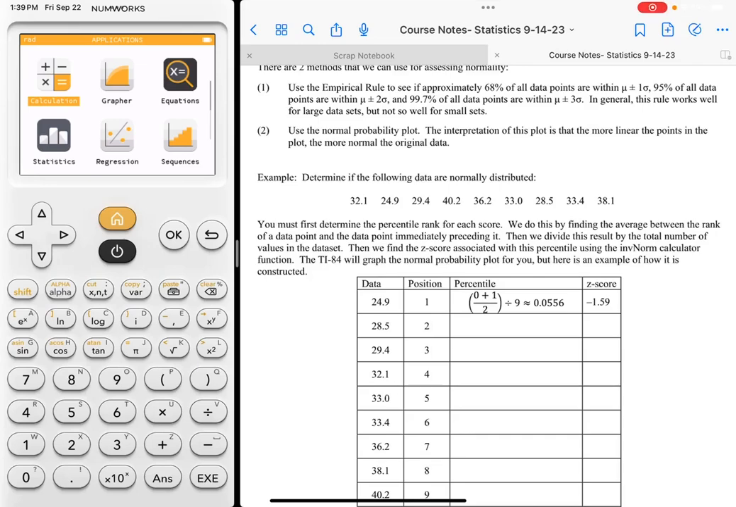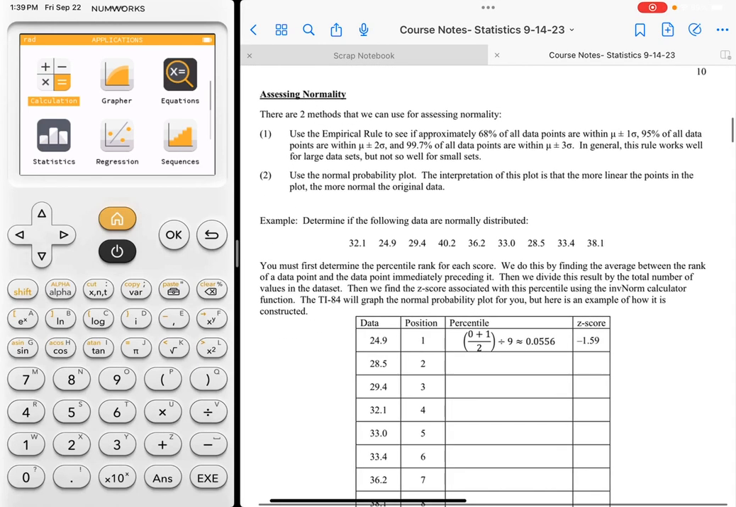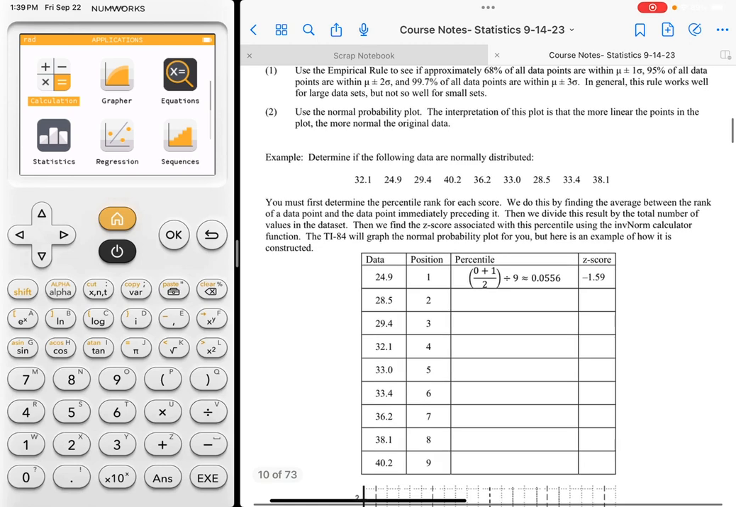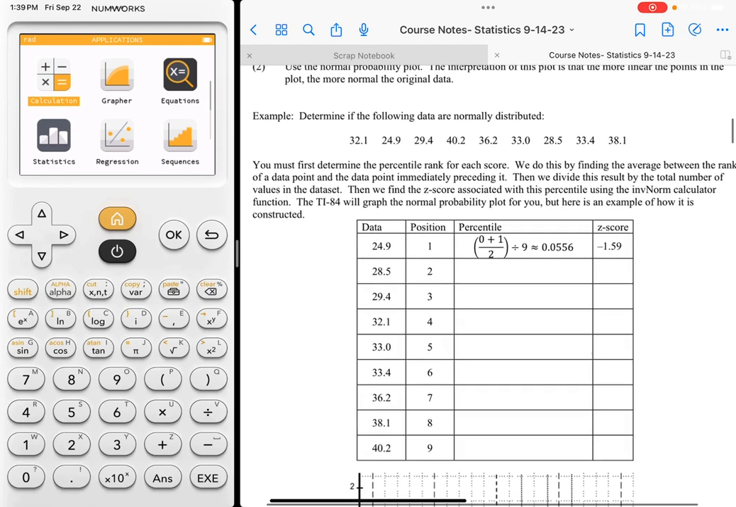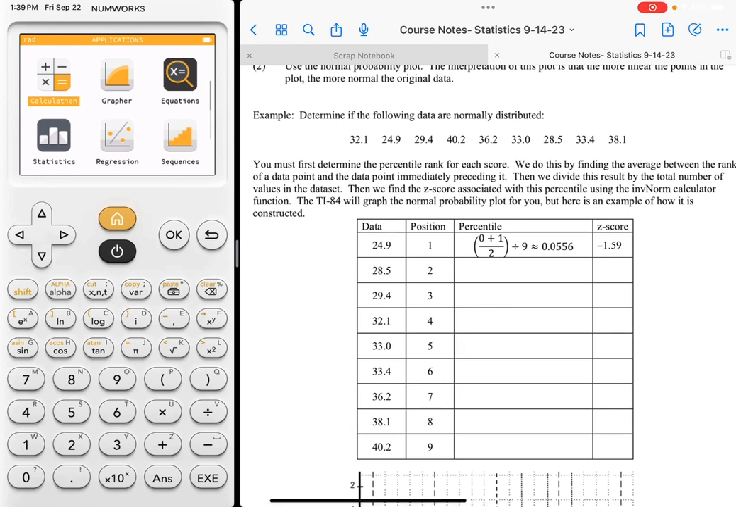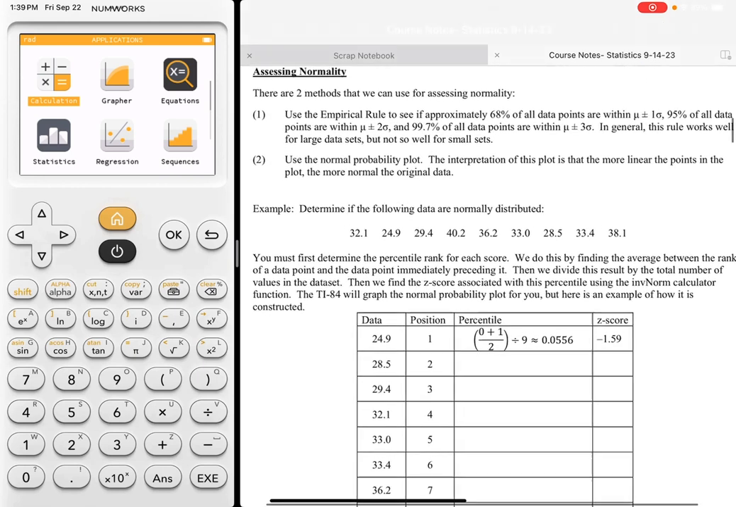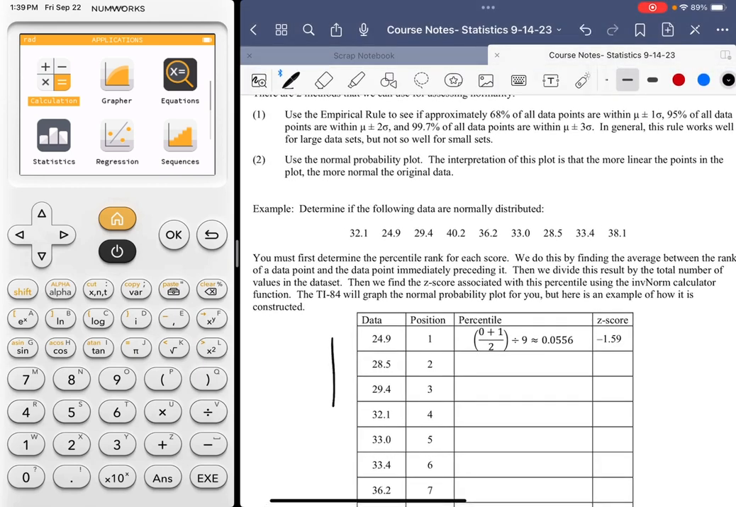In this video, I'm going to walk you through a technique for assessing normality that involves creating a graph rather than using the empirical rule. All right, so we'll start off just by talking about this concept of a percentile. The first thing we do is put the data in increasing order. All these data points are going from lowest to highest.